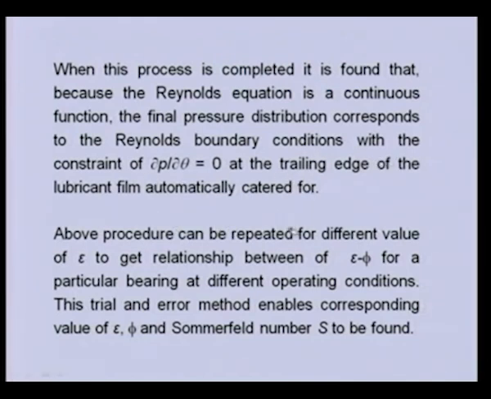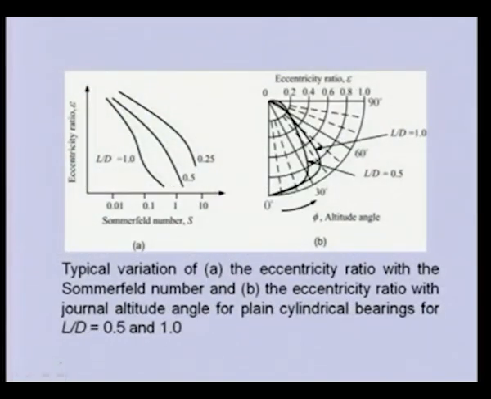The above procedure can be repeated for different values of epsilon to get the relationship between epsilon and phi for a particular bearing at different operating conditions. This trial and error method enables the corresponding values of epsilon and phi and the Sommerfeld number to be found. So, with this we are able to plot the eccentricity ratio against the Sommerfeld number, which we defined earlier. Basically it depends upon various operating parameters of the bearing, including speed. For various geometries, we can plot these relations.